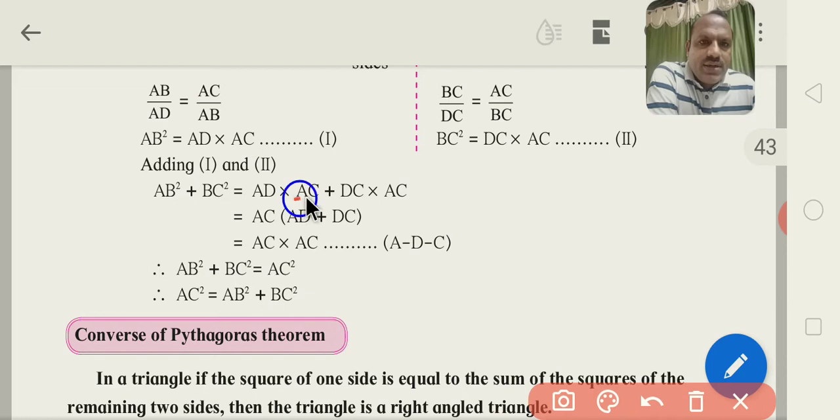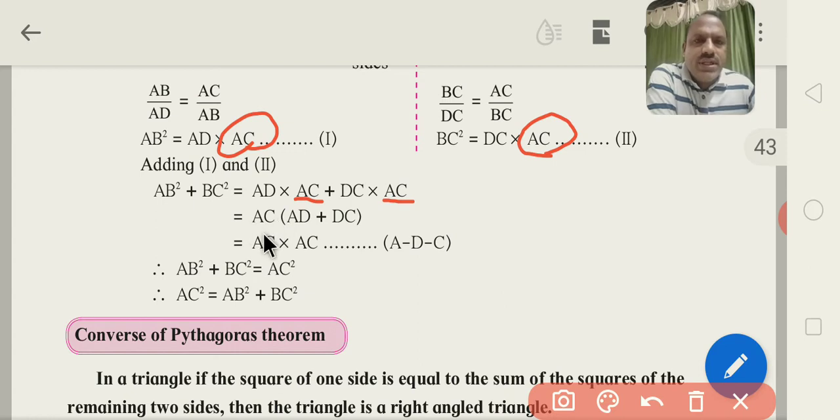Now listen here, AC is common in both equations, equation 1 has AC and equation 2 also has AC. Then this AC is common, and only the remaining part AD plus DC in the whole bracket remains, and hence the next step is AB square plus BC square is equal to AC into bracket AD plus DC. Then what is meant by this AD plus DC?